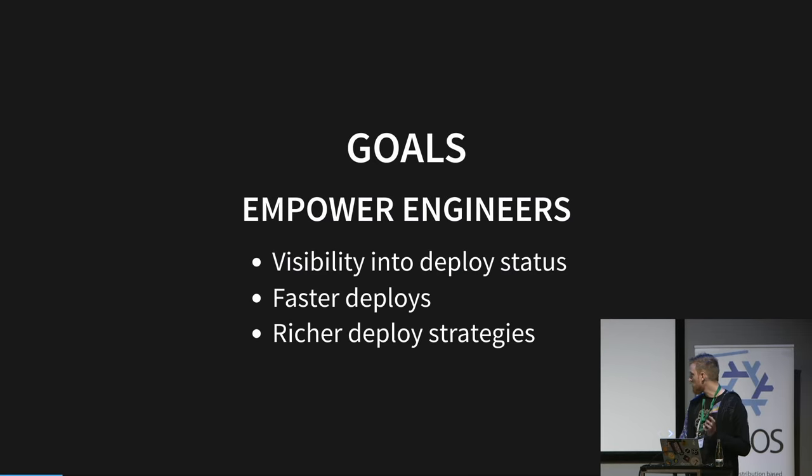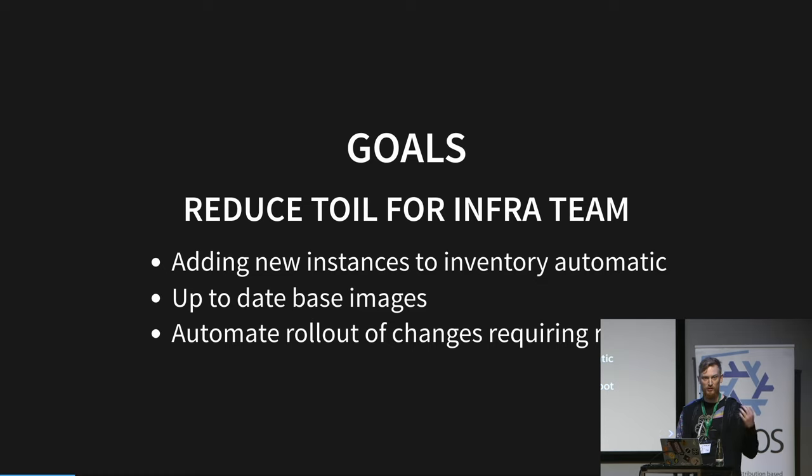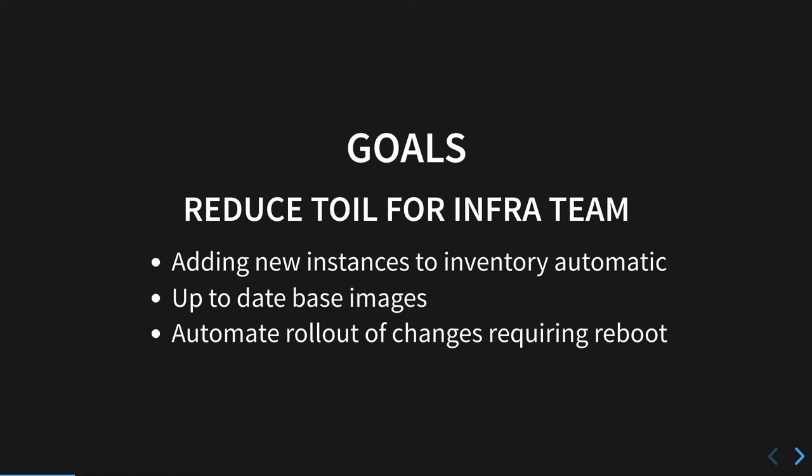And this was also a bit manual. So we set some goals to improve this. We wanted to empower our engineers to have visibility into the deploy status, have faster deploys, and get access to more rich deploy strategies. We wanted to reduce toil for our team. So we want to make it easy to add machines to our inventory for deploys, have up-to-date base images so that we don't have to do this weird dance of rebooting machines before we can deploy to them, and automate rollout of changes that require reboots, like kernel upgrades or udev or D-Bus changes.